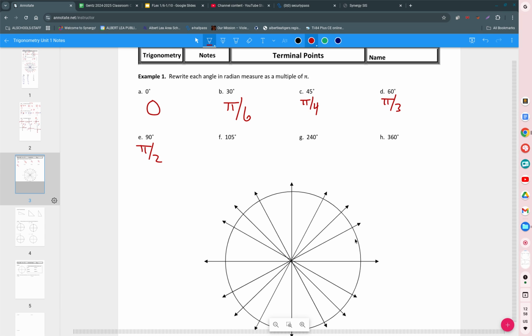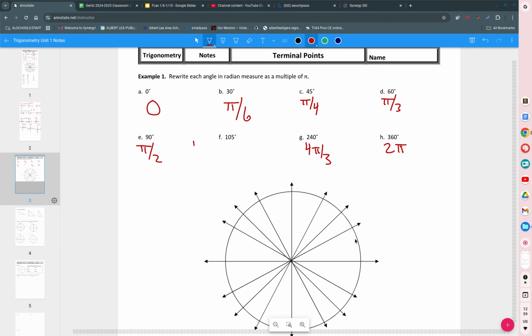I don't remember us talking about 105 one, do you? I don't remember that one either. But we did do 240. Can anybody do that conversion in their head? 4 pi over 3. Remember, 240 is divisible by 60, and it goes in 4 times. So 4 pi over 3. Yeah, good. And then 360 is all the way around, which is 2 pi. Some of those we'd like to convert rather quickly. Some of them we need to maybe use the formula.